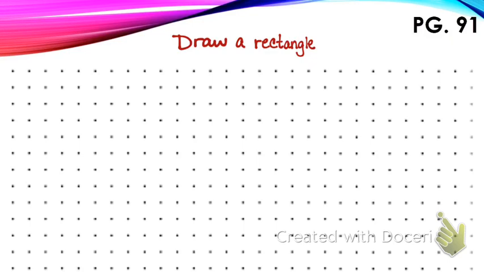Draw a rectangle. Start on a dot, end on a dot. Don't make it too small. You can make it as big as you want, just don't make it too small. You can make it anywhere on the page. Start on a dot, end on a dot.